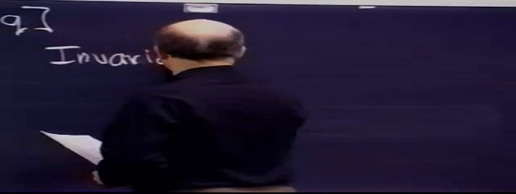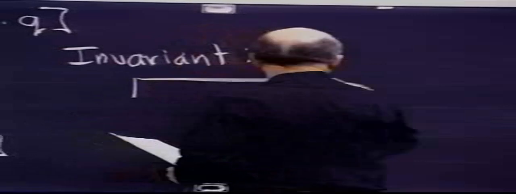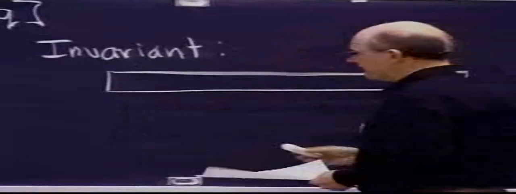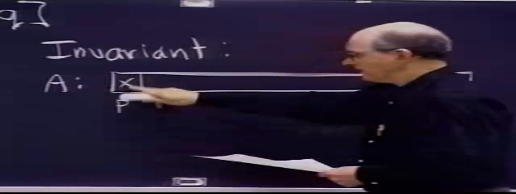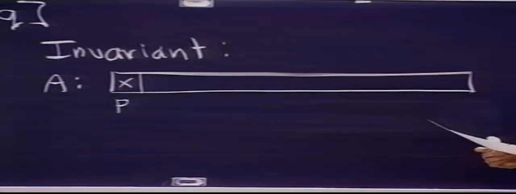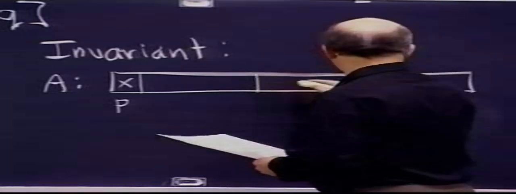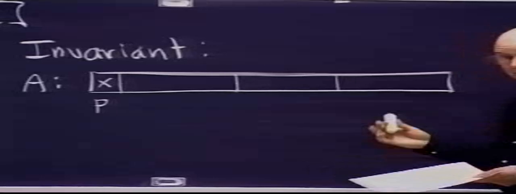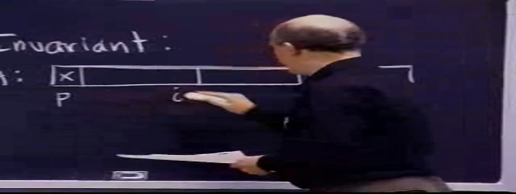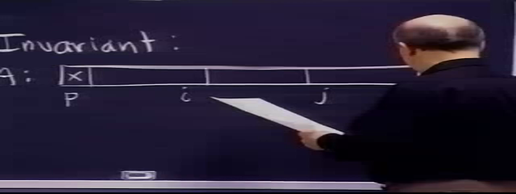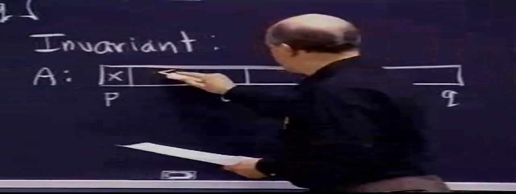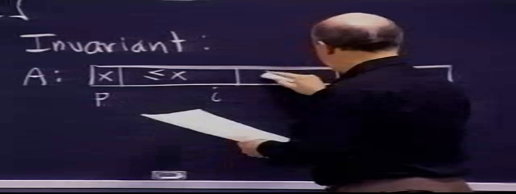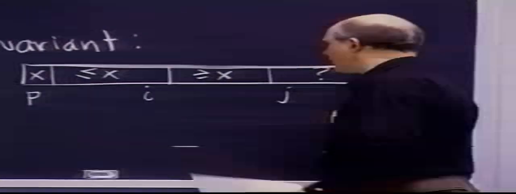So the invariant for this, I'm going to do in picture form. Okay? Because that's the easiest way to understand it. Here's the array. The invariant in the loop is that x is in the position A of P. And at any point, we have three parts of the array, some of which may be empty, especially at the beginning. We have a part that ends at I, we have a part that begins at J and ends at Q, and we have the parts that are between I and J. And the invariant is that everything here is less than or equal to x, everything here is greater than or equal to x, and these are the things we don't know about.